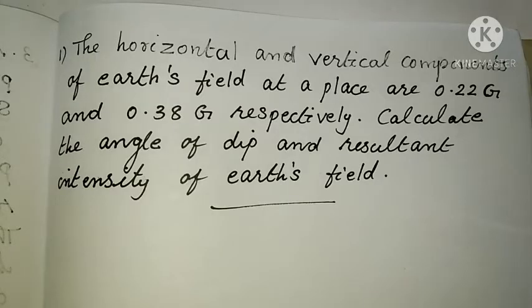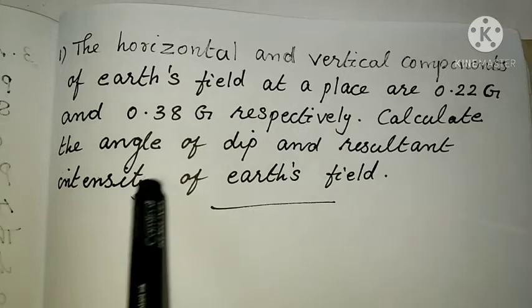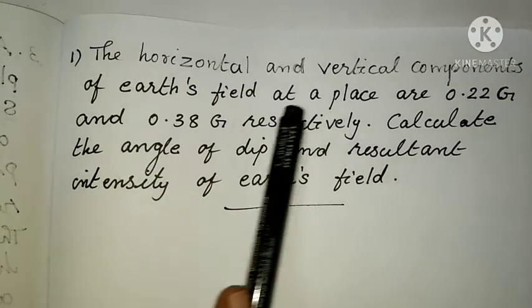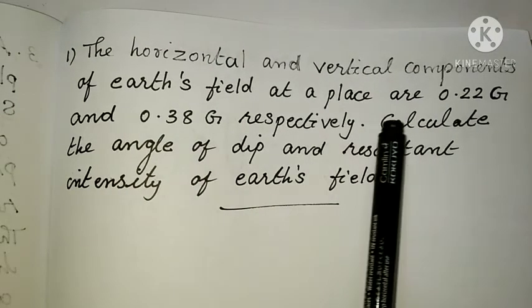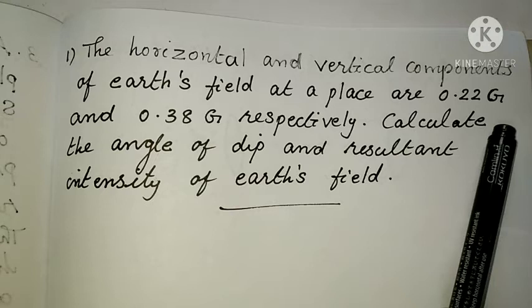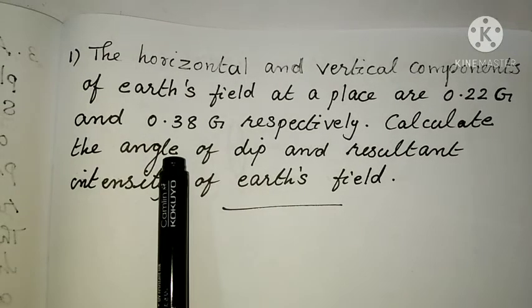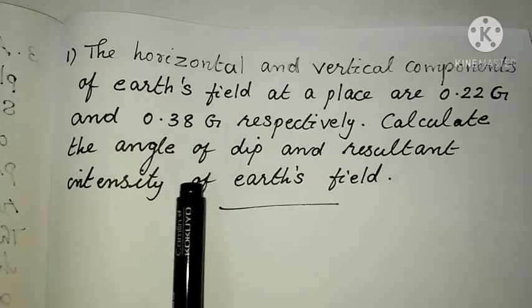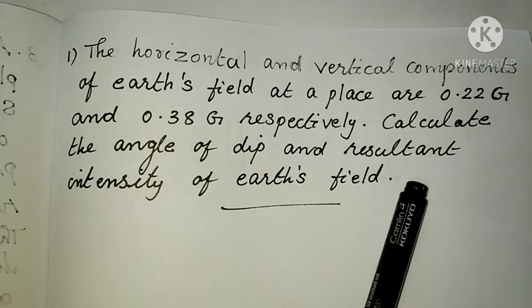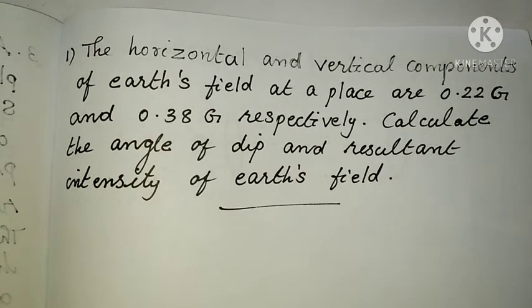Dear children, today we will study some numericals from the earth magnetism. Question number 1. The horizontal and vertical components of Earth's field at a place are 0.22 Gauss and 0.38 Gauss respectively. Calculate the angle of dip and resultant intensity of Earth's field.